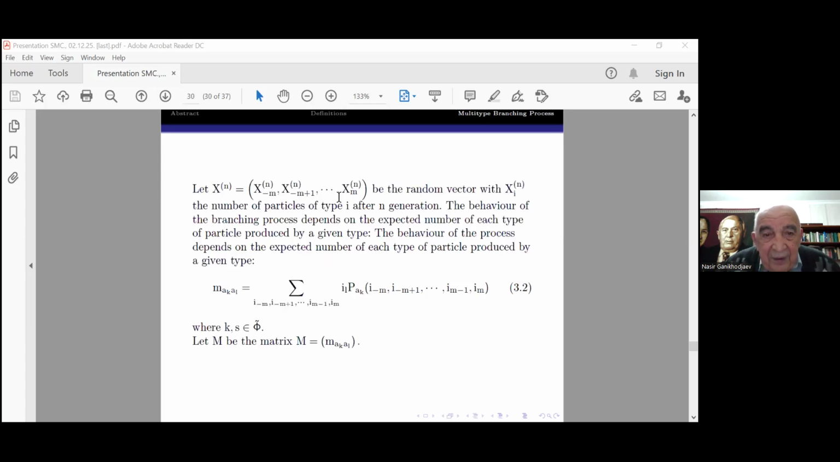And let X_n be a random vector, where X_i^n is the number of particles of type I after n generations. The behavior of a branching process depends on the expected number of each type of particle produced by a given type. So now we can compute these expectations.